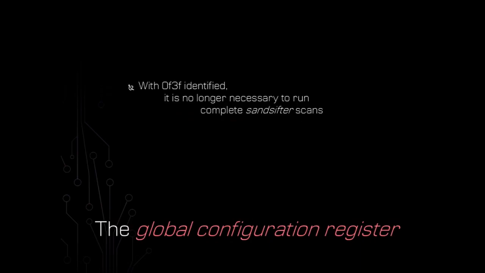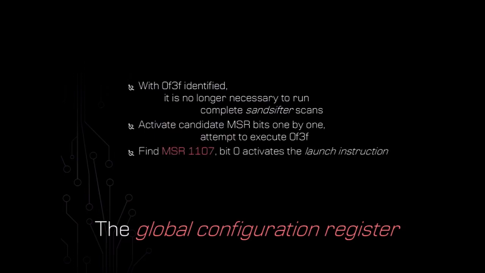Now I want to know which of those bits that I activated was really responsible for enabling this launch instruction. Fortunately, now that I know what the instruction is, I no longer have to run complete SandSifter scans in order to test my theories. Basically, I can activate a candidate MSR bit and see if 0F 3F exists on the processor. If it doesn't, that wasn't the correct MSR bit. If it does, then I found the bit that I'm after. Using this approach, I was able to determine pretty quickly that MSR number 1107 on the processor activates this launch instruction. So 1107 must be what the patents are calling the global configuration register, the register that will unlock this new functionality.